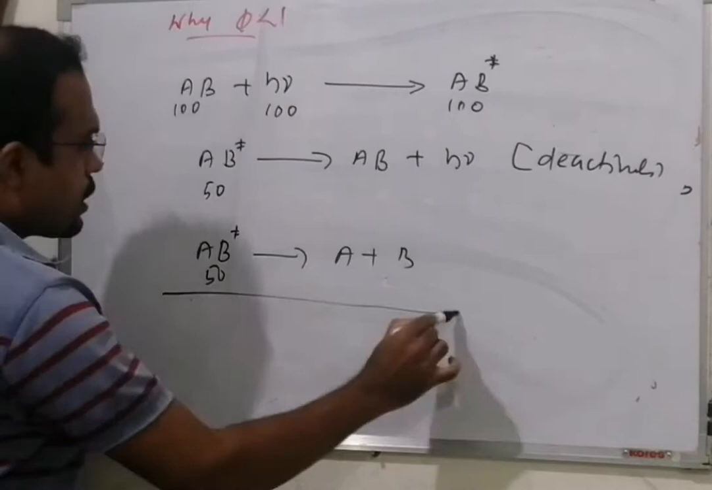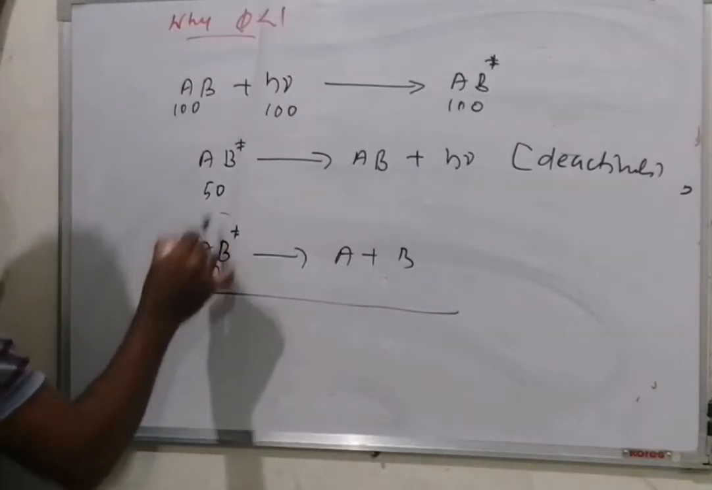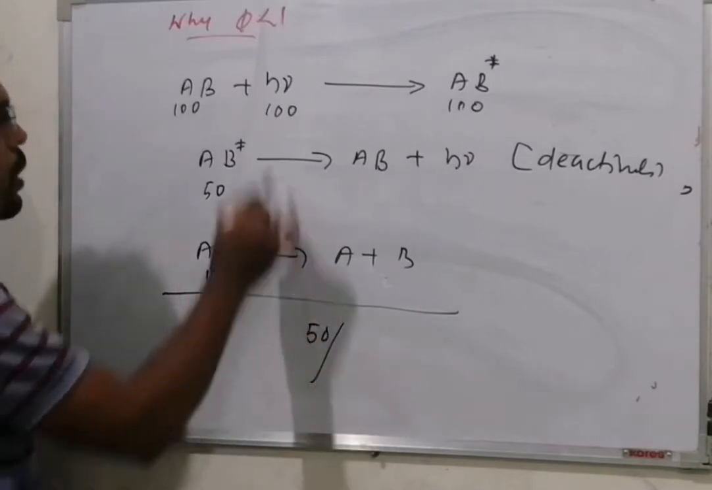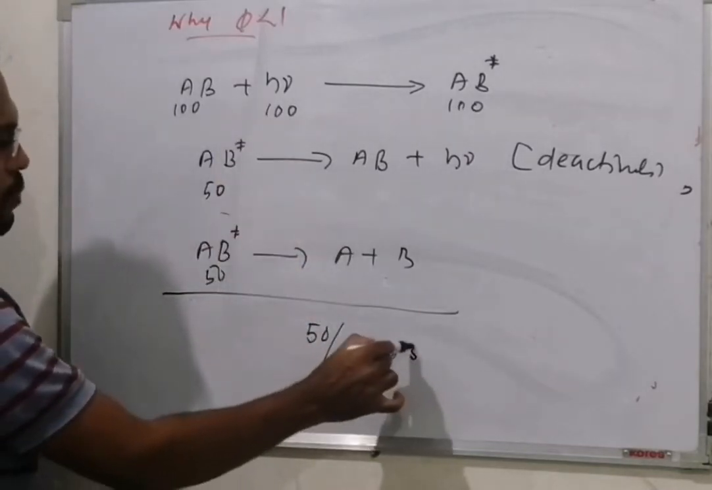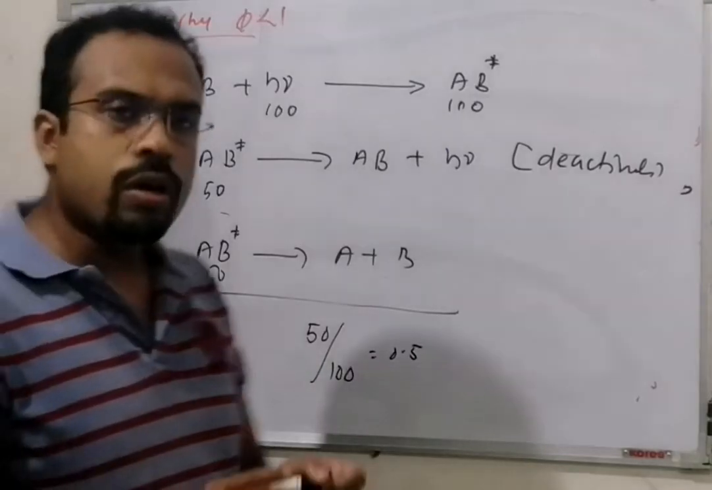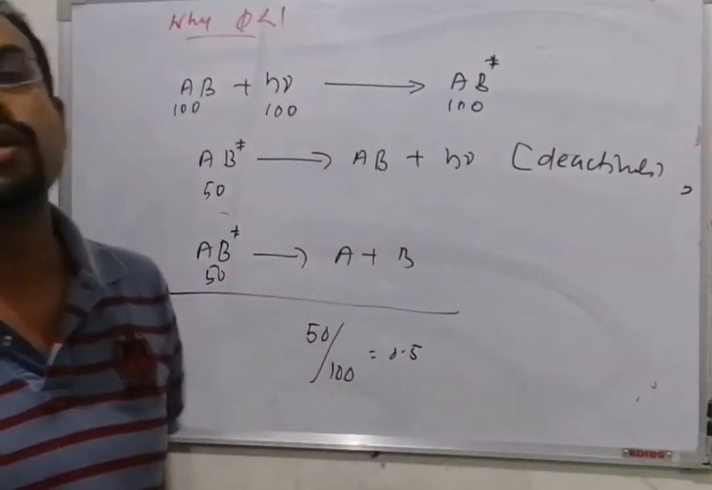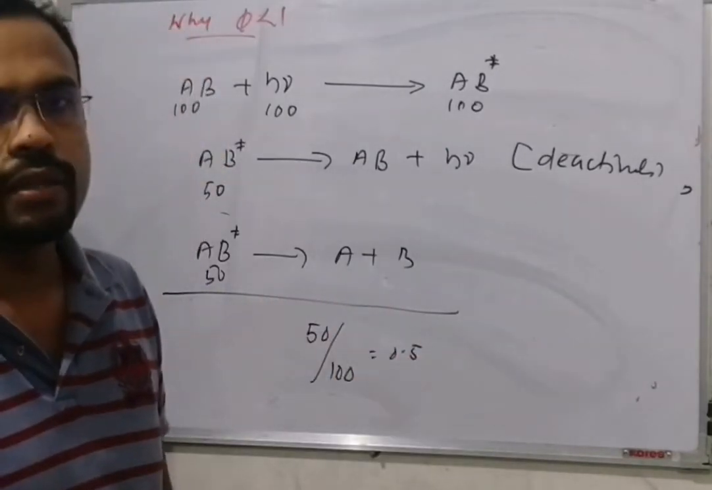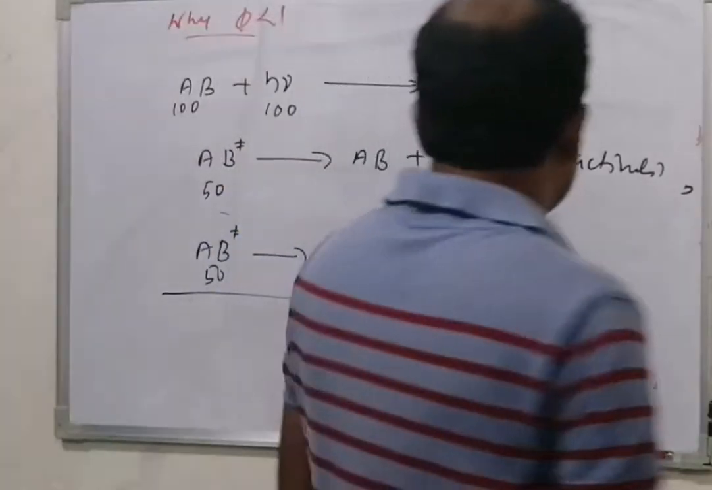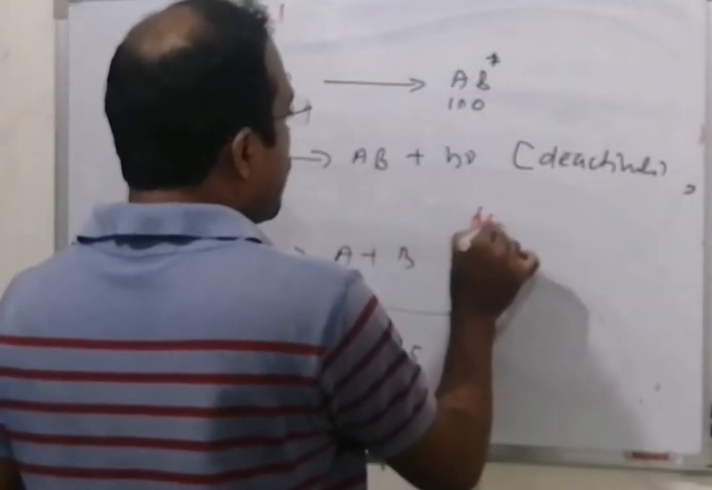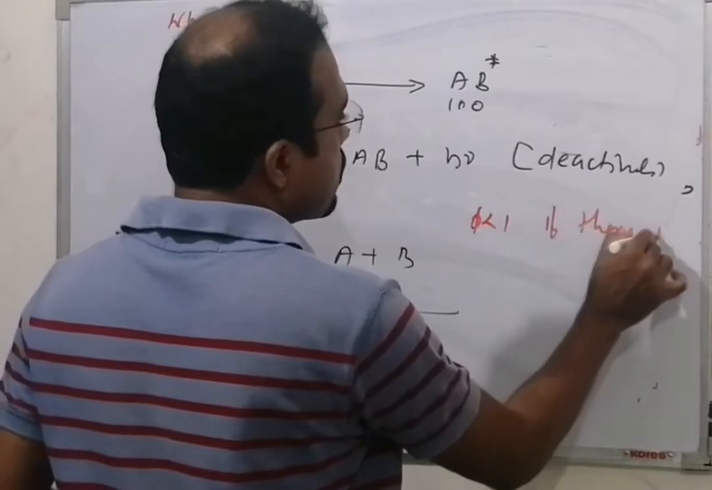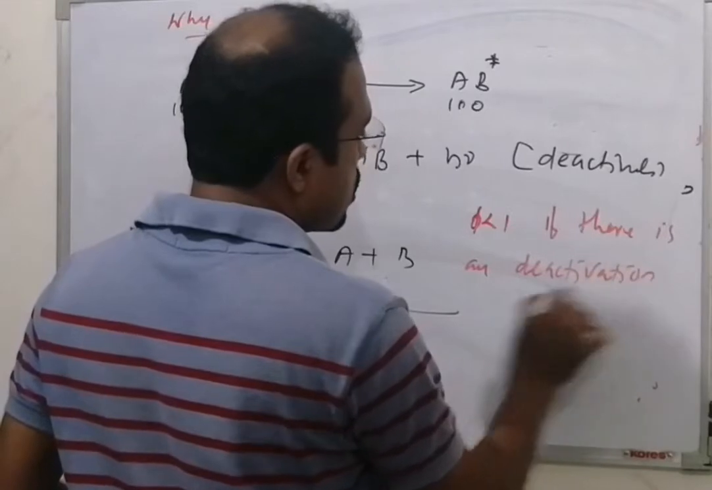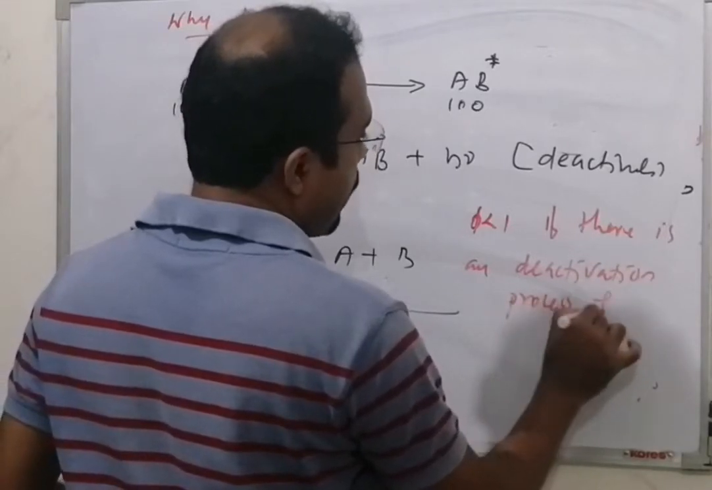Therefore, in this reaction, only 50 is reacted. But how many absorbed? 100. Therefore 0.5. 100 absorbed, but quantum yield is the number of moles reacted. Only 50% is reacted, half a mole is reacted. Therefore, quantum yield is less than 1 if any deactivation process happens.